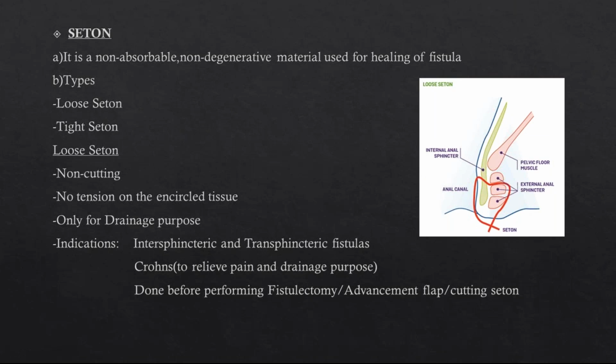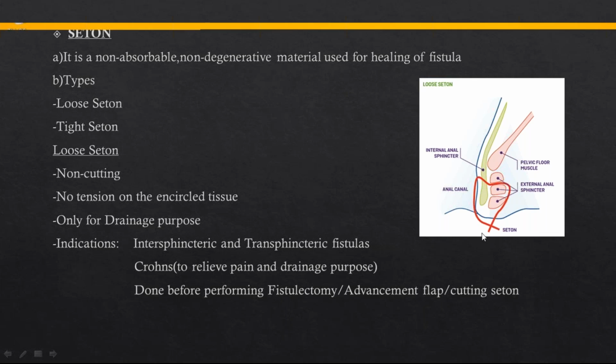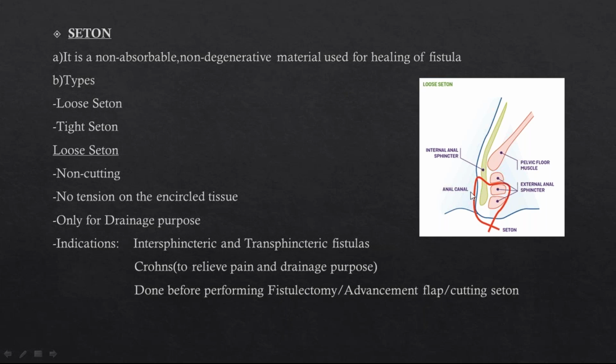Another method is the seton. Many surgeons now use seton for transsphincteric and intersphincteric fistula. Seton is a non-absorbable, non-degenerative material used for healing of fistula. There are two types: loose seton and tight seton. The difference is that loose seton is non-cutting. You put a suture material from the external opening, pass it out through the internal opening, and tie it.